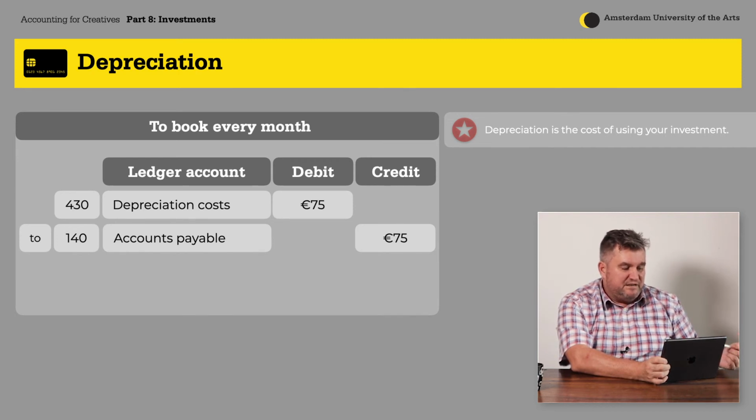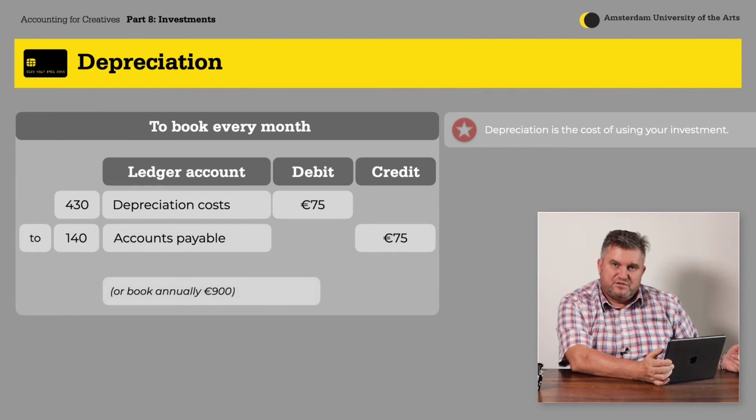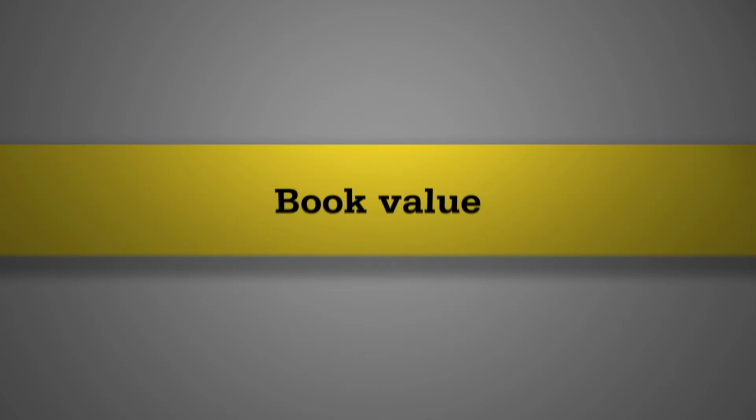The second line is the investment itself. The asset has decreased in value. So the investment will be credited for 75 euros, meaning that the value of this investment will decrease by this amount. If you only book this once a year, of course, you can just use the 900 euros that you calculated as the annual depreciation.